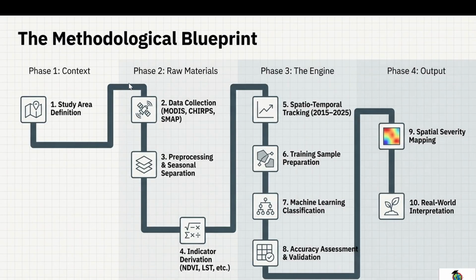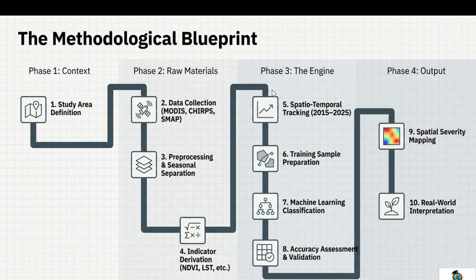First of all, we define our study area. That is the first phase, the context of our study area. Then phase two, we discuss data collection: MODIS, CHIRPS, or SMAP data collection, and we create pre-processing, mainly seasonal stratification. For example, different seasons when you work, summer season, rainy season, these types of things. Then we discuss indicators, mainly different types of indicators, mainly NDVI, LST, or others.